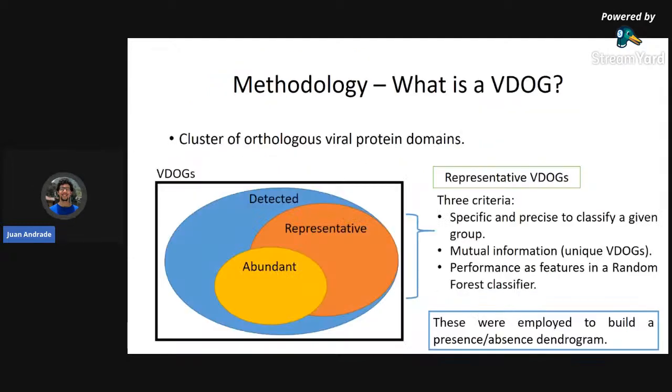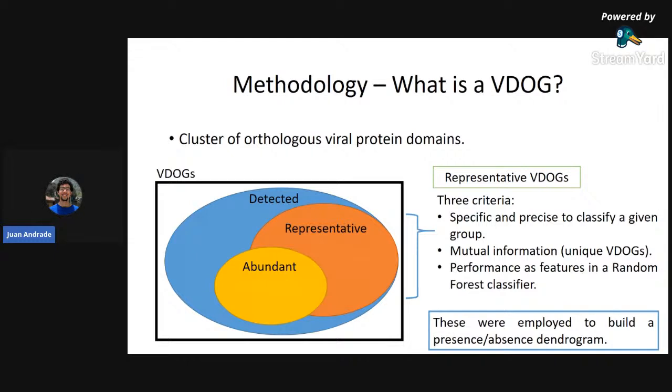And with that being said, let's delve now more specifically into what a VDOG is. So a VDOG is a cluster of orthologous viral protein domains. So we're working not strictly with proteins, but with domains within the proteins. When you do the kind of search that I did, in which you have a set of proteomes and you do an HMMER search against this VDOG database, then you can distinguish 3 types of VDOGs. The ones that were detected at least once in your proteomes, the ones that are abundant, that is, they are present in many of the proteomes, and the ones that are representative for the specific clade that I'm working with, in this case, Herpesvirales. So the ones that matter the most for this part of the analysis are those that are representative, because those are the taxonomic terms of the order in this case.